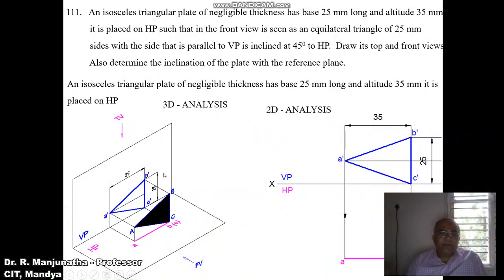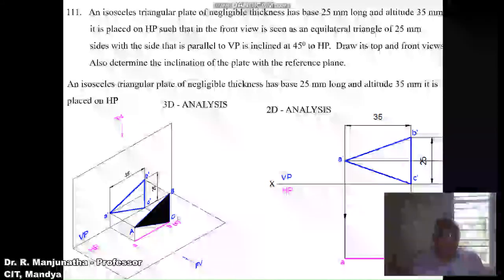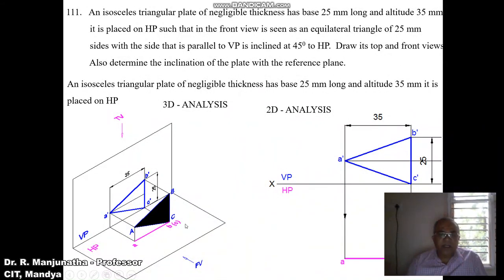As we see from the top view, A is near to the observer and B is near to the observer, so A and B are visible, and C is away from the observer, so it becomes invisible. Similarly, when you look from the front view, the image will fall on the vertical plane as A dash, B dash and C dash.